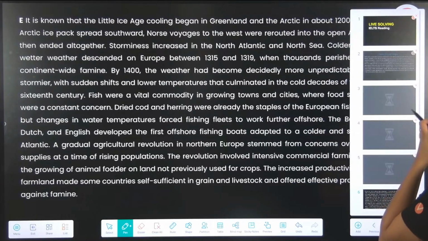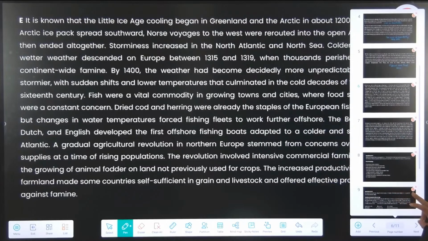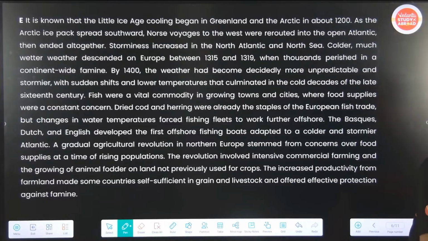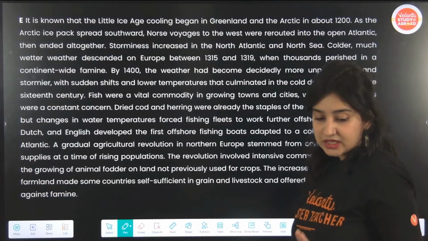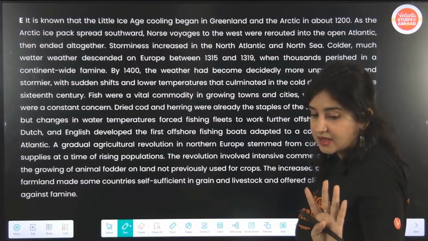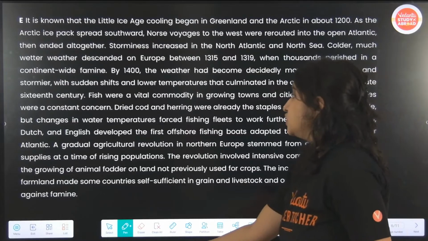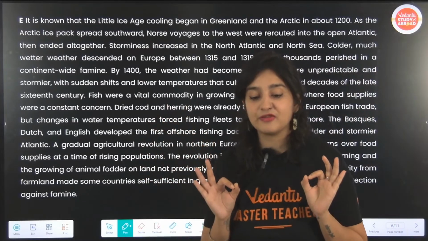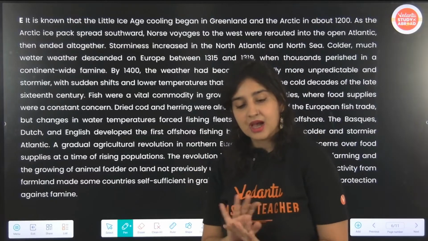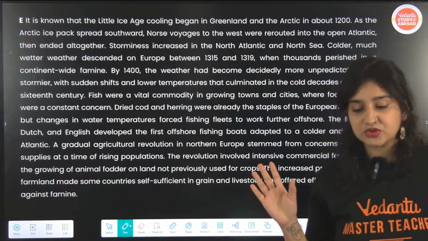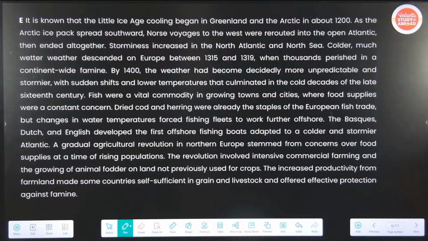Alright, this is a long one now. E and F are both long. So I am going to give you some time. I am not going to mark anything. You have to read these and you have to give me the gist of the passage. I will not mark anything. You have to give me the gist of the passage. Okay? I will read it out once so that you can follow along.